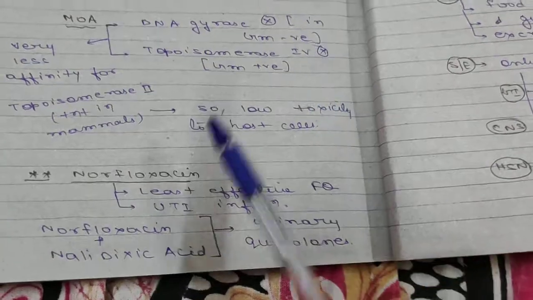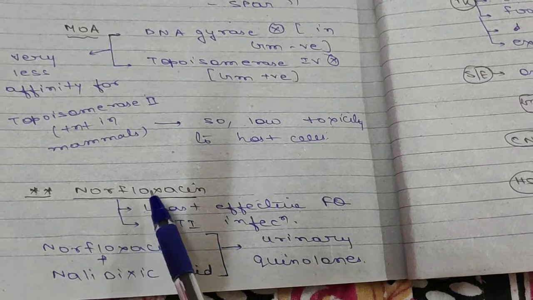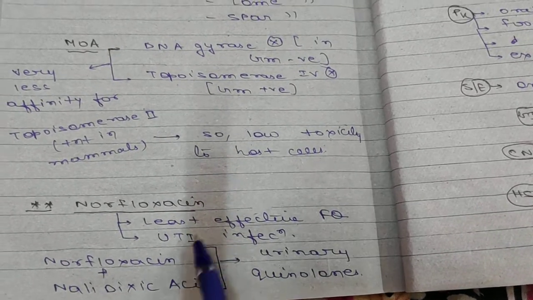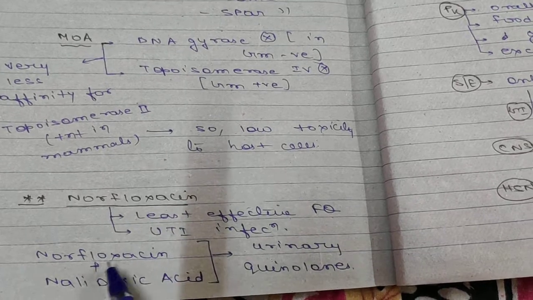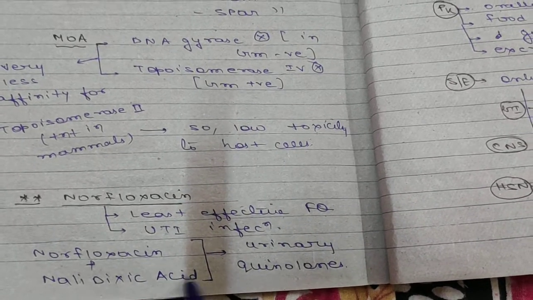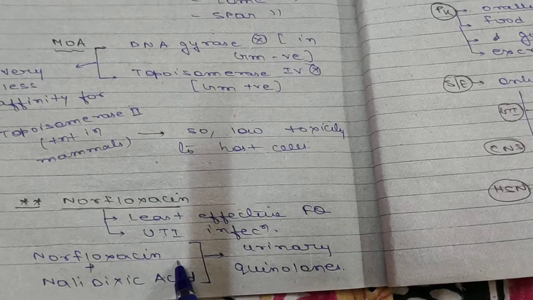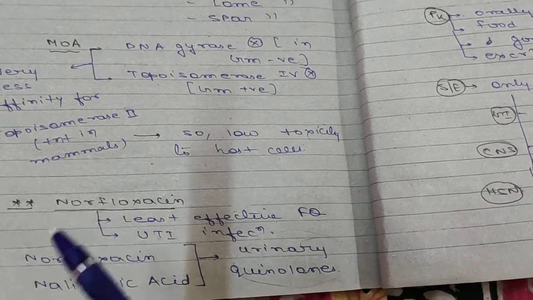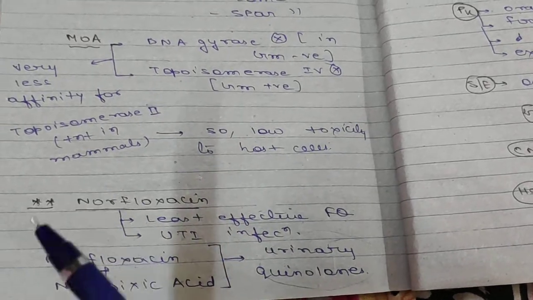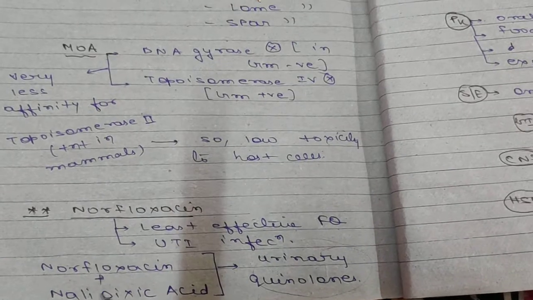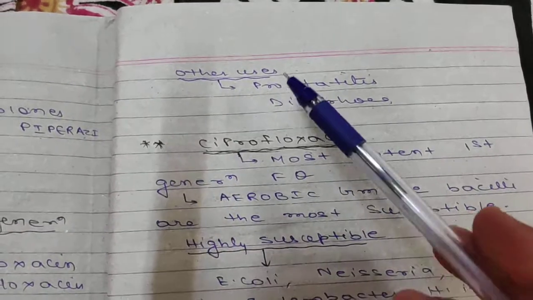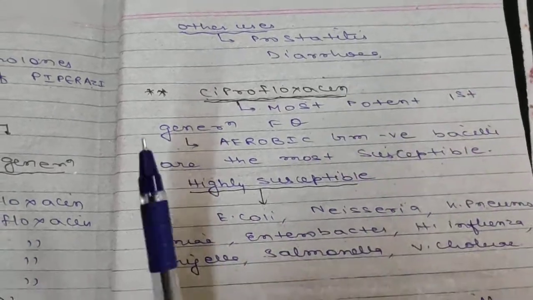Now the first drug in fluoroquinolone is your norfloxacin. Norfloxacin is the least effective fluoroquinolone, and it is used for UTI. Norfloxacin and nalidixic acid are also called urinary quinolones, because they are well concentrated in urine and can be used for UTI. Other uses are prostatitis and diarrhea.